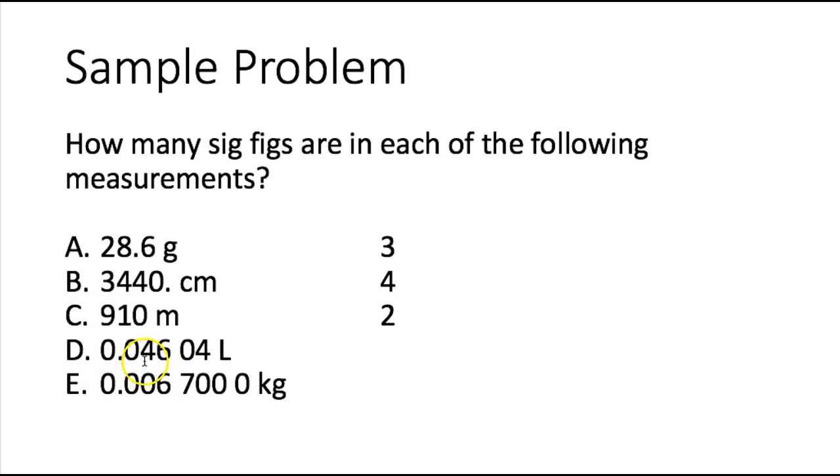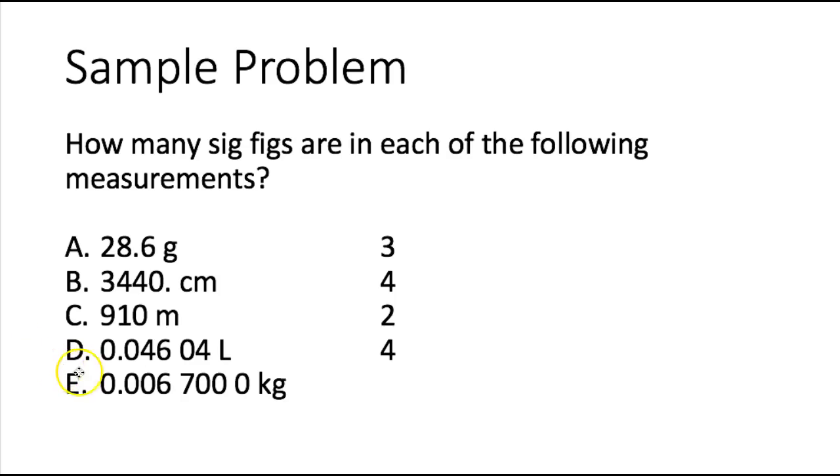Next we have 0.04604. The decimal point is present, so we count from the Pacific side to the Atlantic side, starting at the first number that's not a 0, which is the 4, and counting to the end of the number, which gives us a total of 4 sig figs.